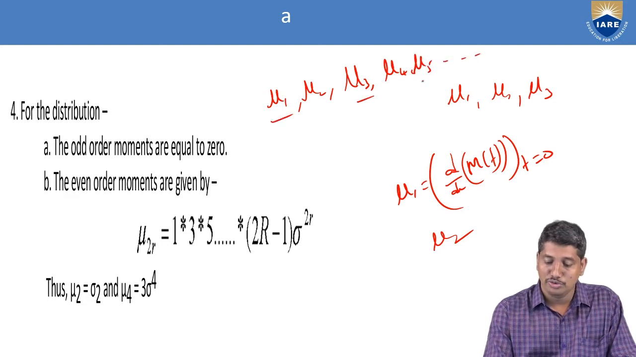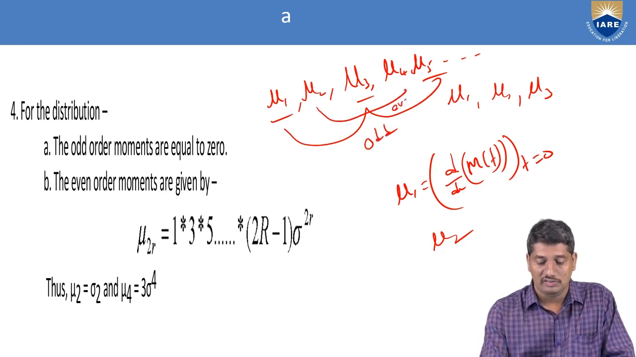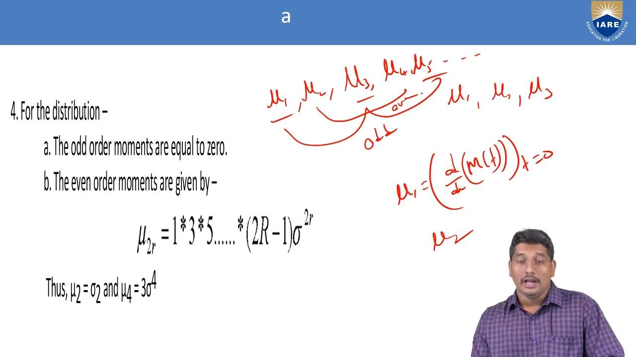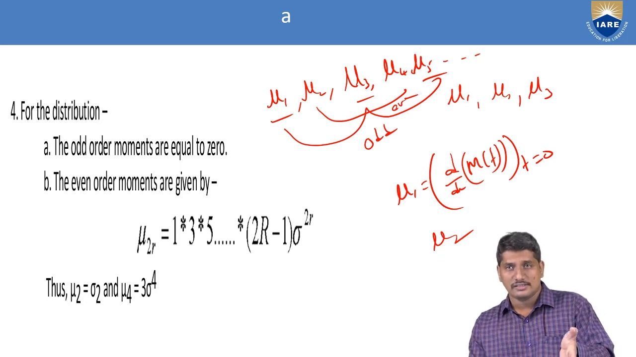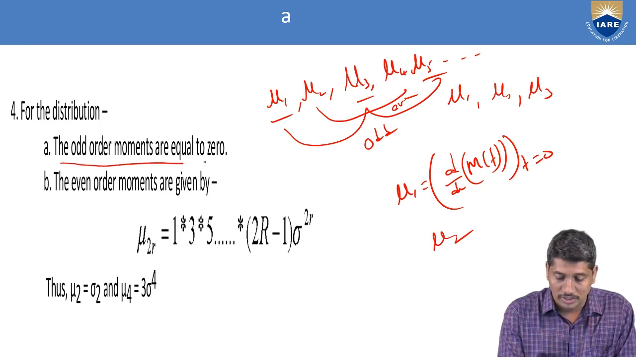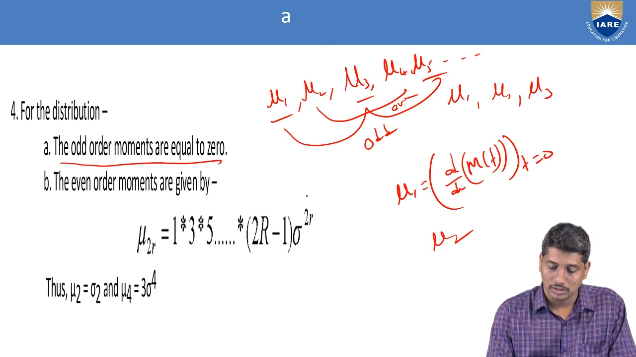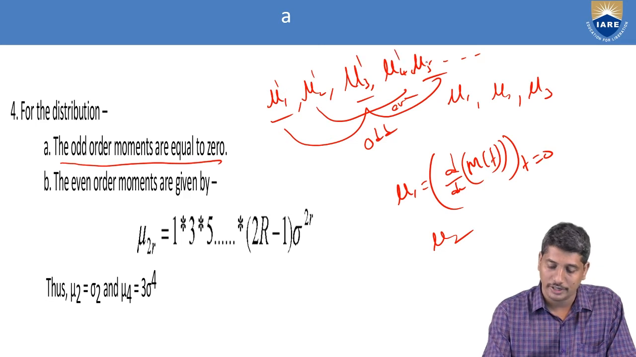See, mu1, mu3, mu5 are called odd order moments. Mu2, mu4 are called even order moments. Now, as far as the normal distribution is concerned, all odd ordered moments, that is mu1 dash, mu2 dash, mu3 dash, mu4 dash, mu5 dash.